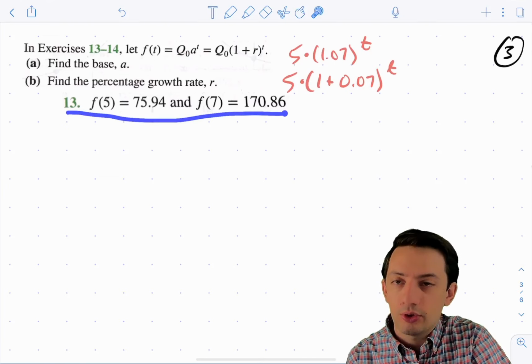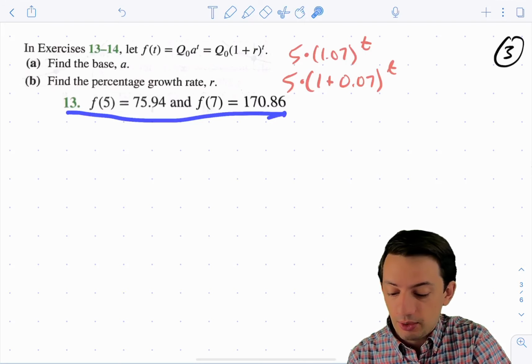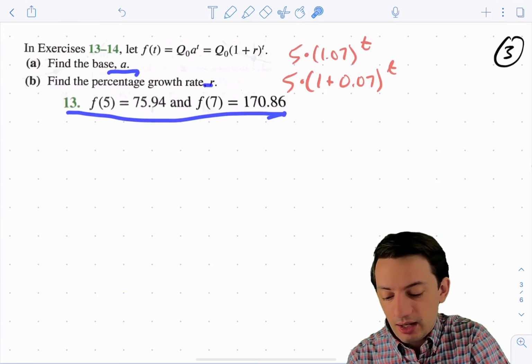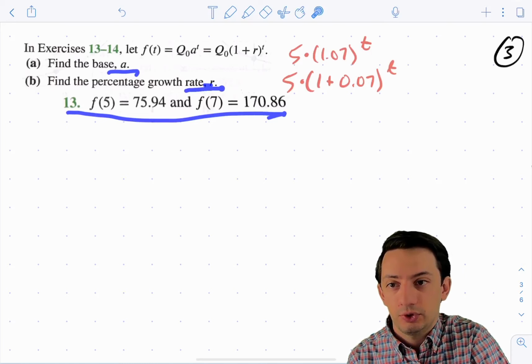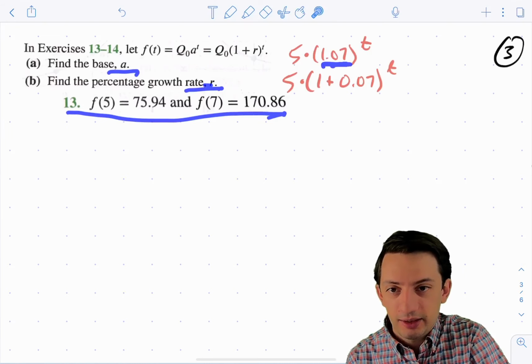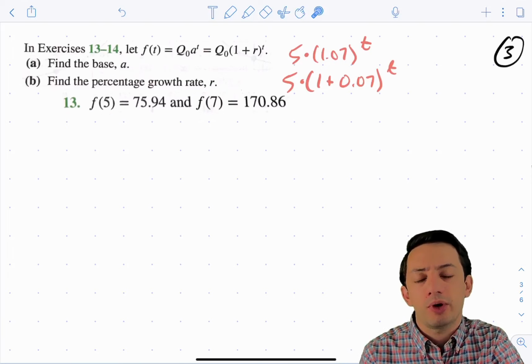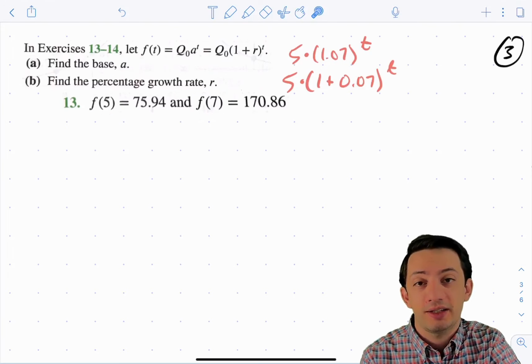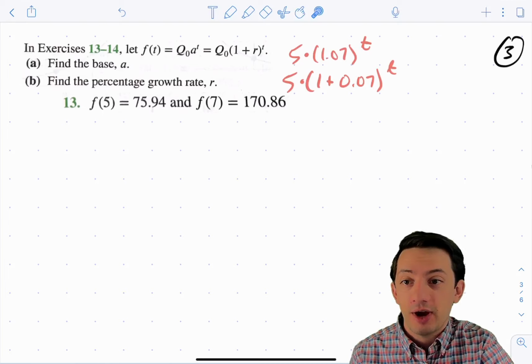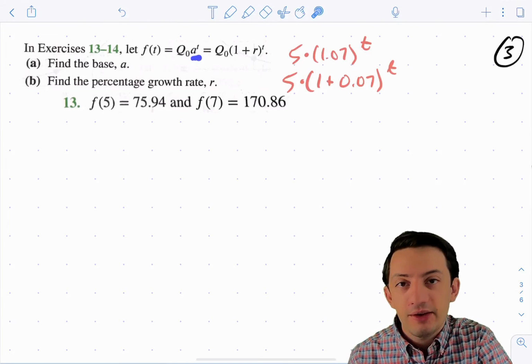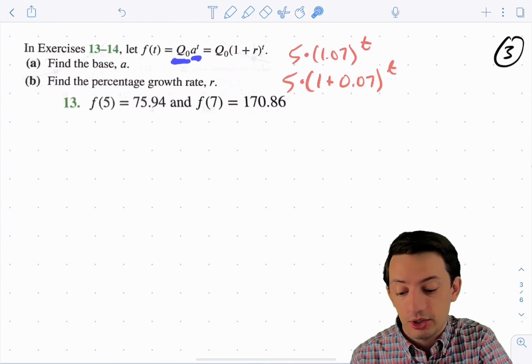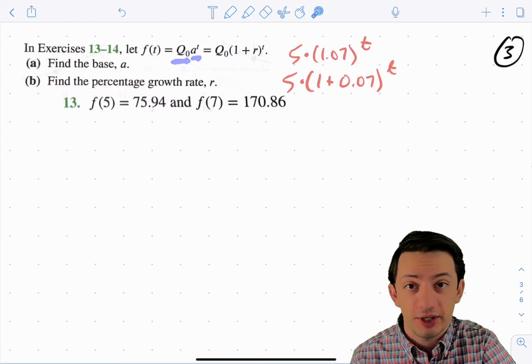So here's the question. They're giving us 2 points, and they want us to find the base, a, and find the growth rate, r. OK, well, once we find a, finding r will be easy. We'll just subtract 1. Now, this is kind of like the question from 1.1 where they gave us 2 points on the line, and they said find the equation for the line. Here, they're giving us 2 points on an exponential growth curve, and they're asking us to find a. Now, even though they don't ask us to, I'm also going to show you how to find q0. And so what we're seeing is that just like 2 points determine a line, 2 points also determine an exponential growth curve if you know it's an exponential growth curve.